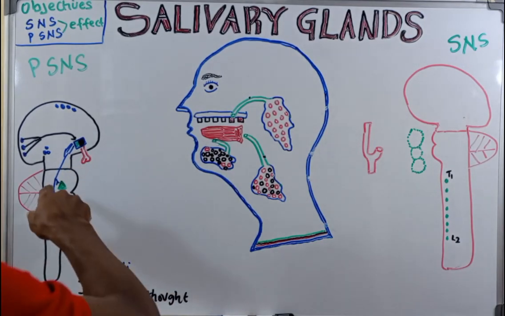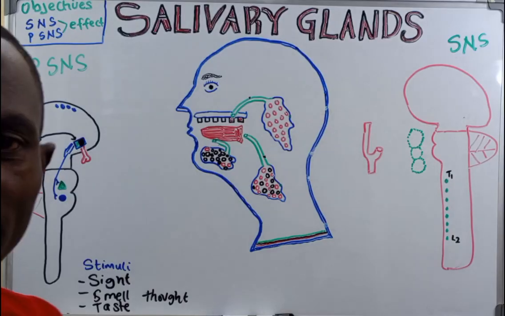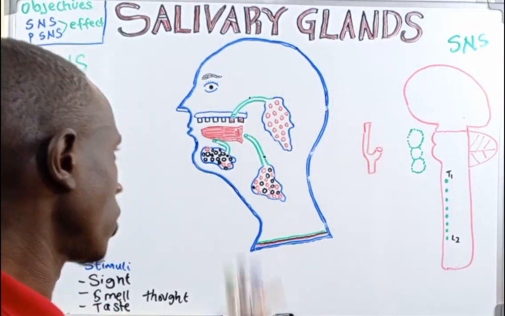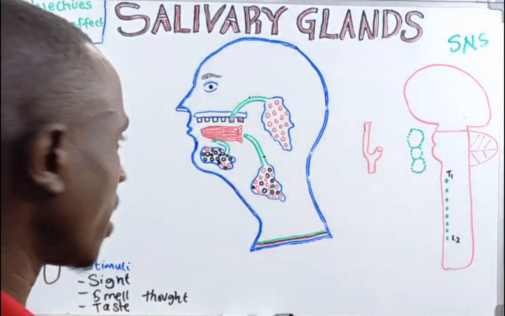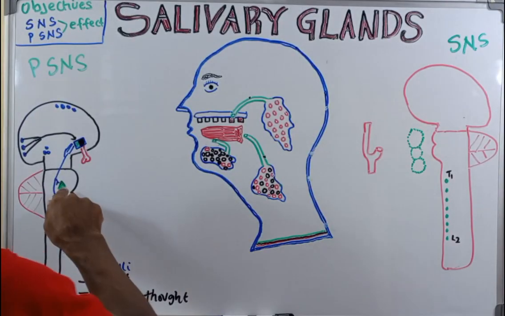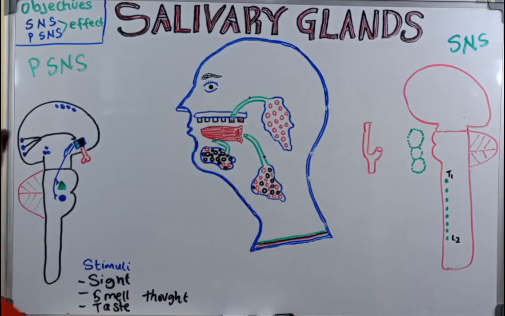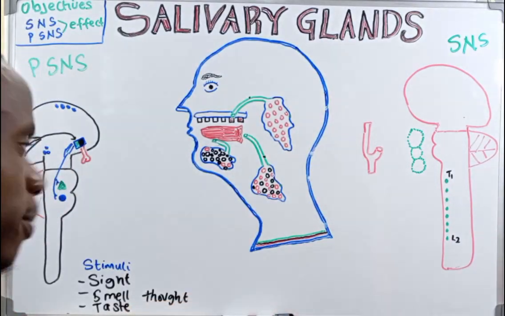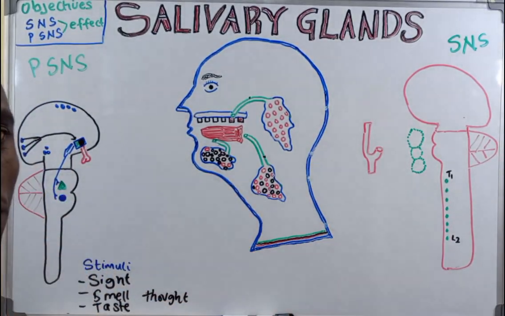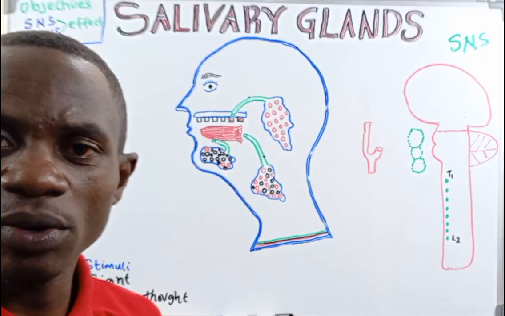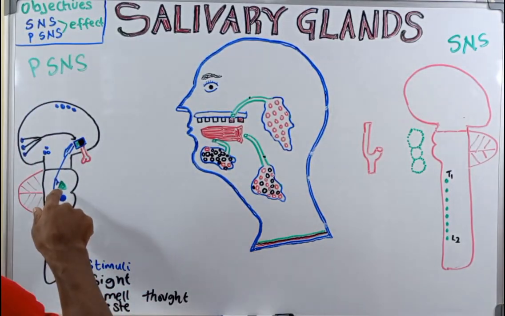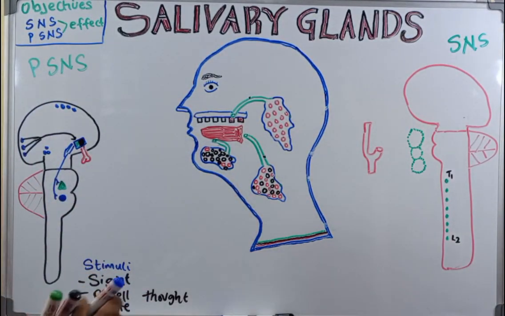So now, how do we call this nucleus, and how exactly are they going to be leading into innervation of these salivary glands? This nucleus, which is just on the inferior aspect of the pons, this one here is what we call the superior salivatory nucleus.